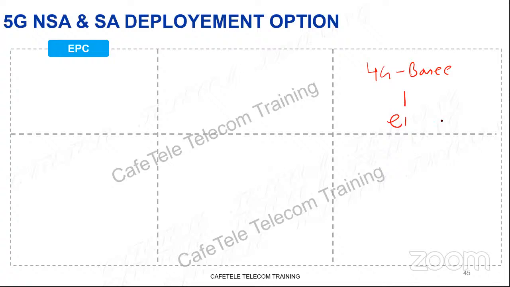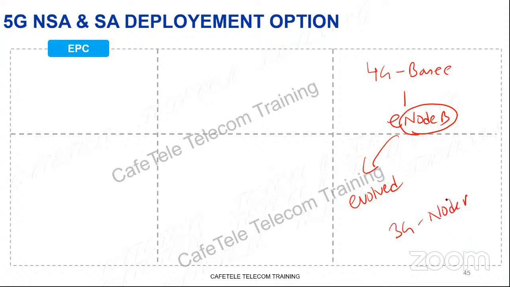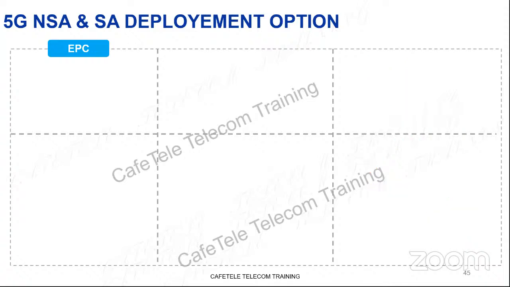It means evolved, because in 3G we called it Node B. We just add E, it means evolved Node B. So in 3G we called it Node B here. So now we have architecture deployment like 5G non-standalone and the standalone deployment option.